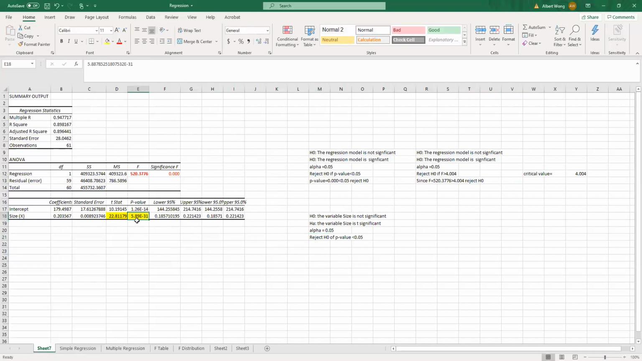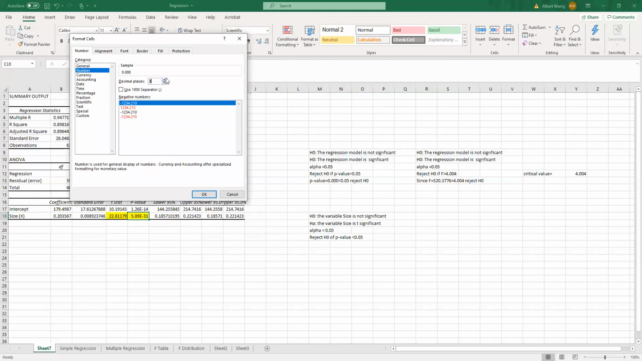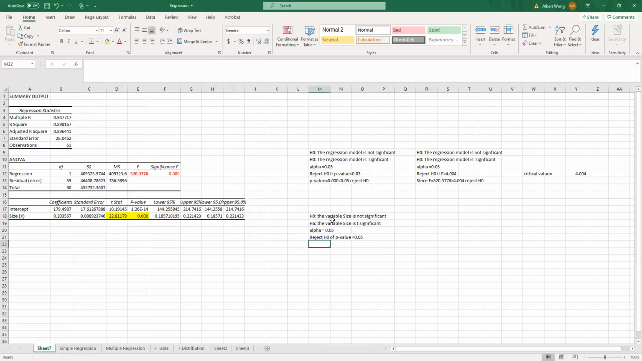Now, again, can you see 5.98 E minus 31? So this is not 5.98. This is actually a very small number. Let's just format it to 3 decimal places, and that number would be 0. So we say since the p-value is 0.000, of course it's less than 0.05, so we reject H0, right? In reality, you can just look at this p-value and you know that the result is significant.